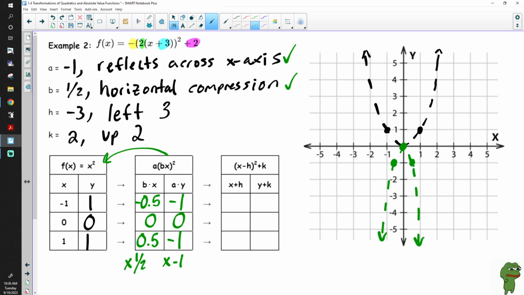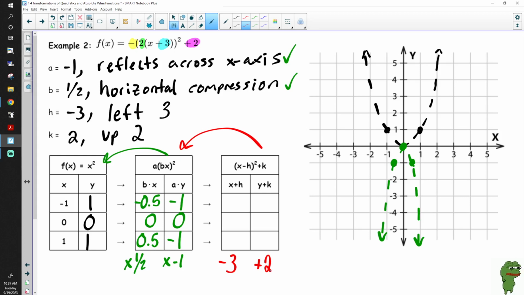And now all we have left to do is what? Slide it 3 to the left and up 2. Okay. What was our h value? That goes with x. So we're going to subtract 3 from x, and what are we going to do from our y values? Add 2. Okay, so we just have to subtract 3 from the x, add 2 to the y.